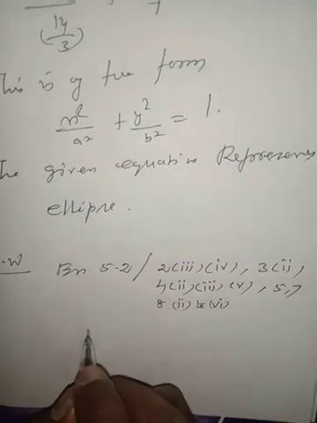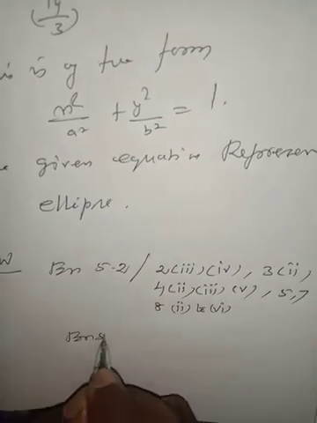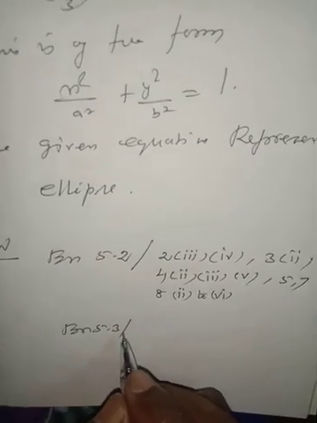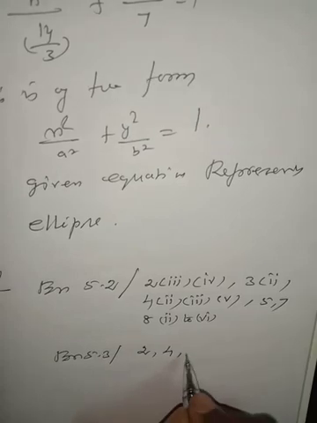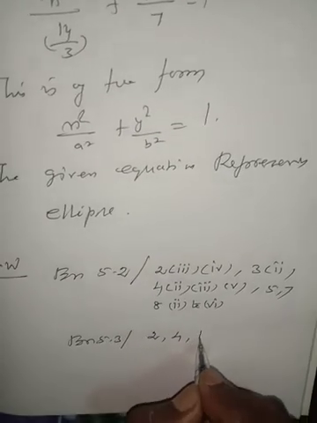Next, exercise 5.3: sum number 2, sum number 4 and sum number 6.